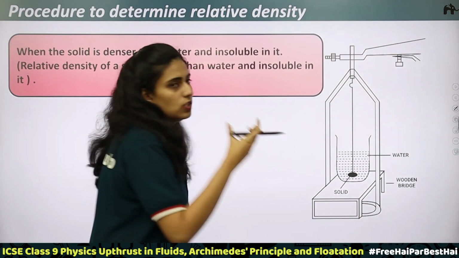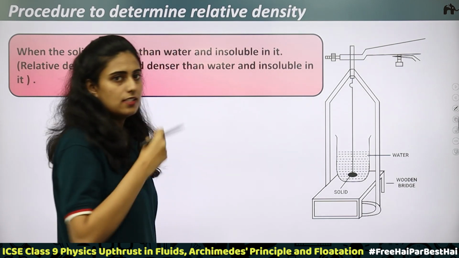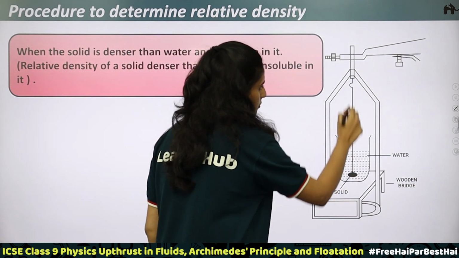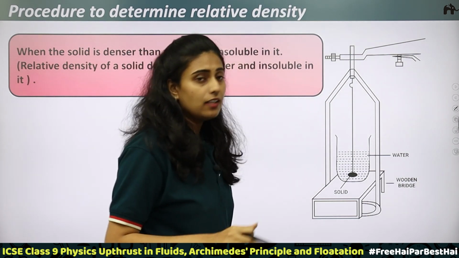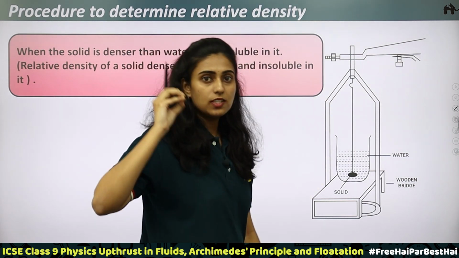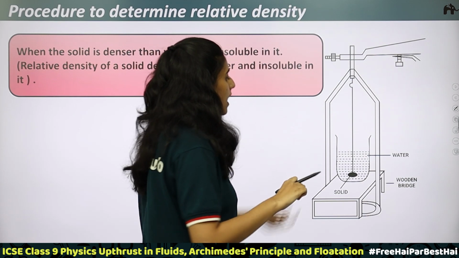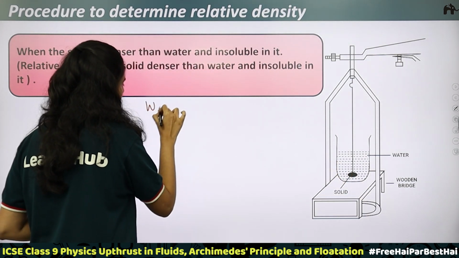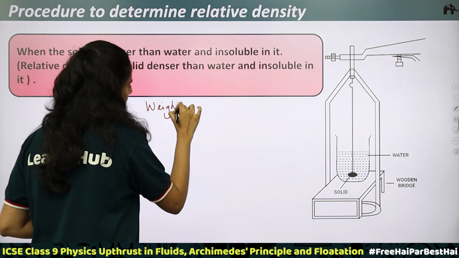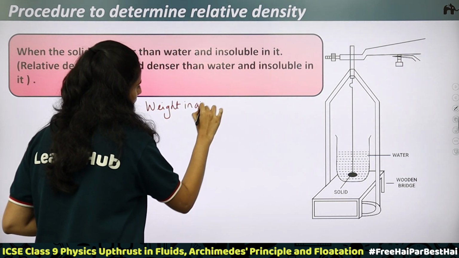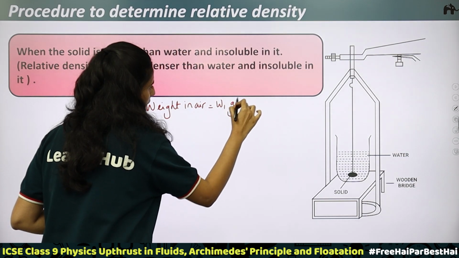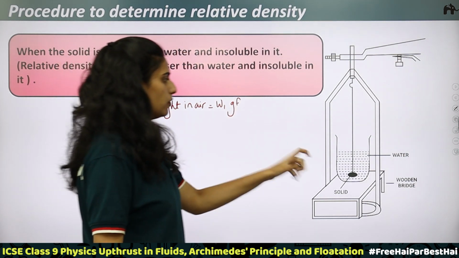First, you take the solid whose relative density is to be determined. Then it is suspended on a piece of thread from the hook of the left pan of a physical balance. So using the physical balance, we are going to find the weight of the body. We will determine the weight in air. So weight in air, let's say we got W1 gram force.